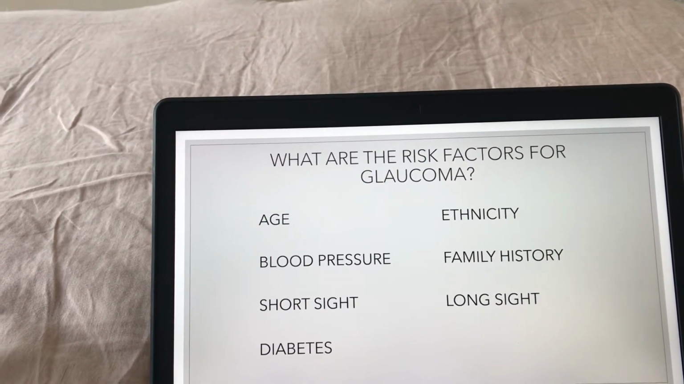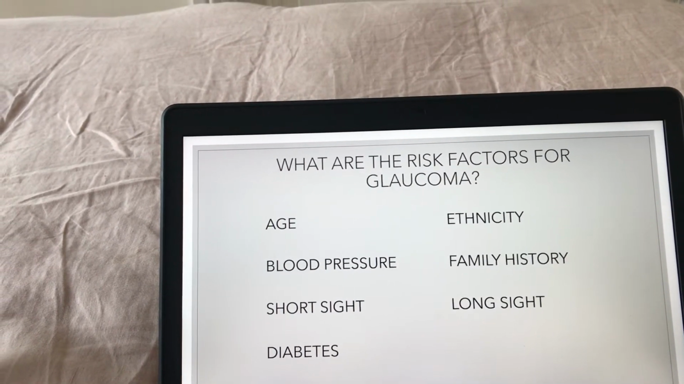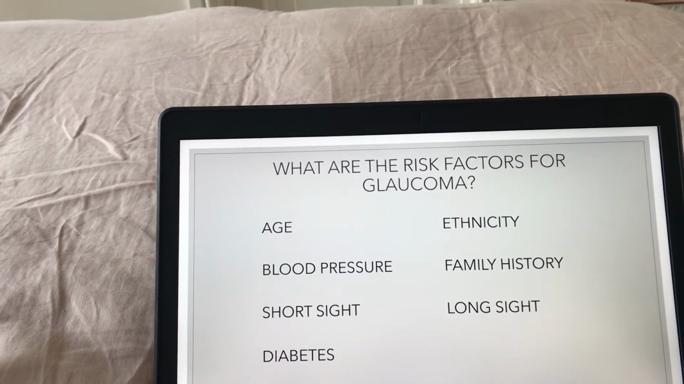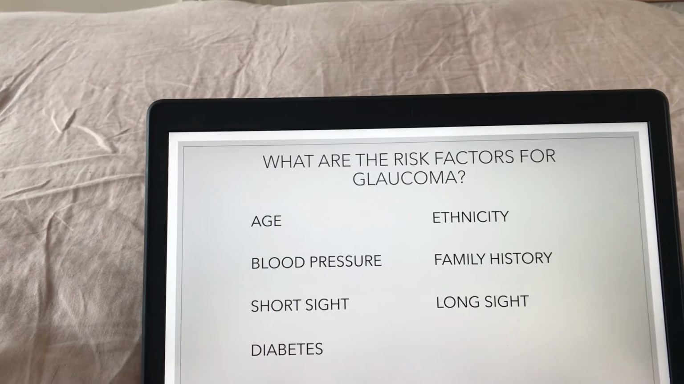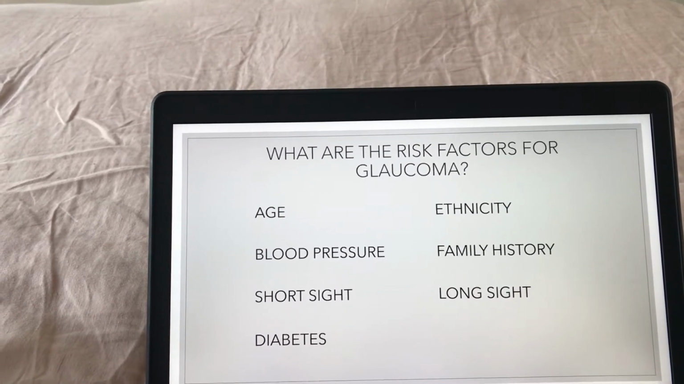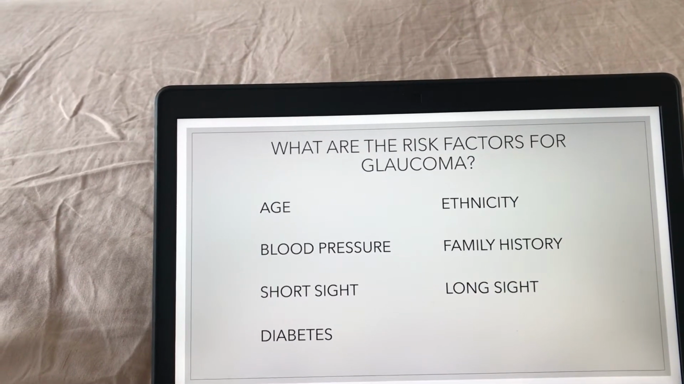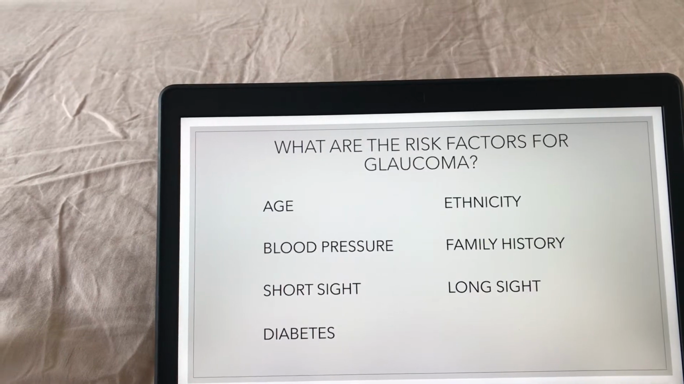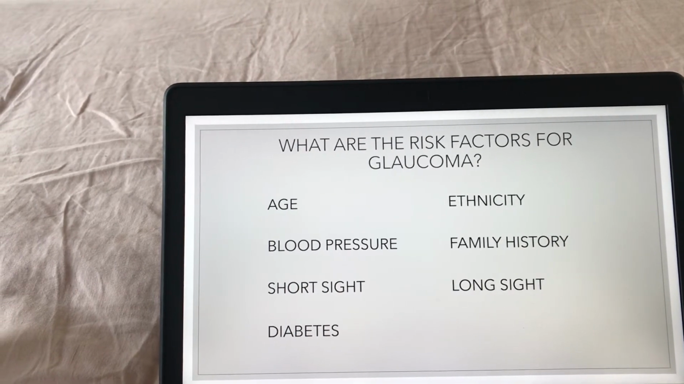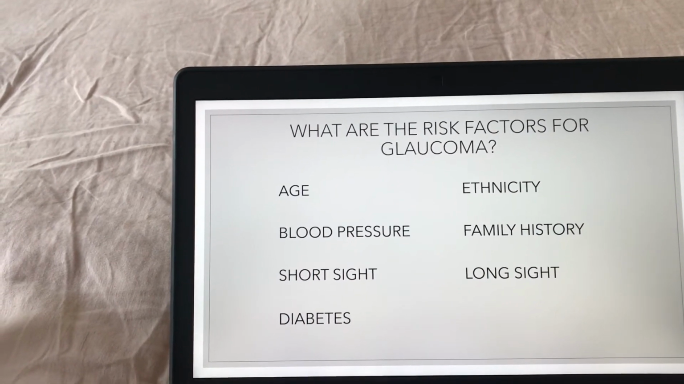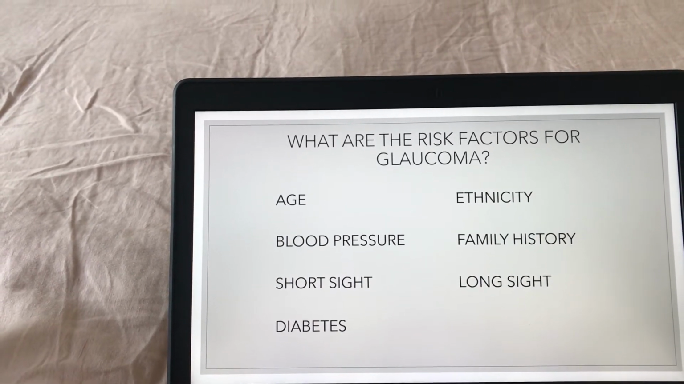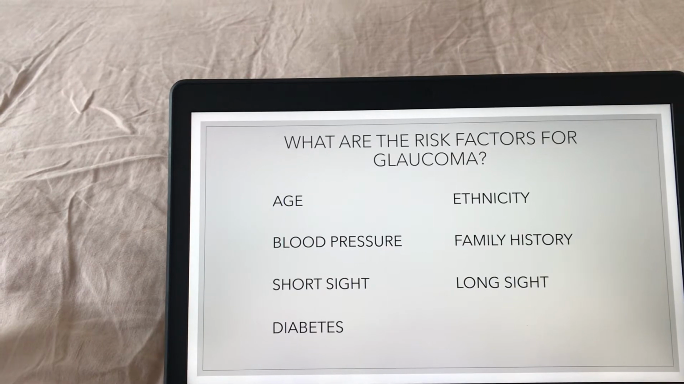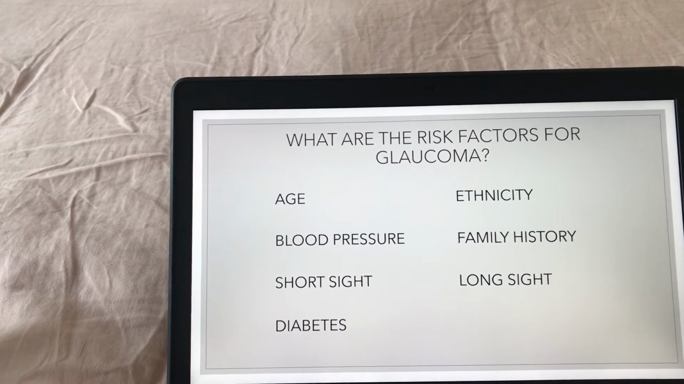Ethnicity. People of African Caribbean origin have about a 4 times higher risk of primary open-angle glaucoma compared to those of European origin. People of East Asian origin are at a higher risk of developing primary angle closure glaucoma. Family history: there is at least a 4 times higher risk of developing it if you have a close blood relative who has it.